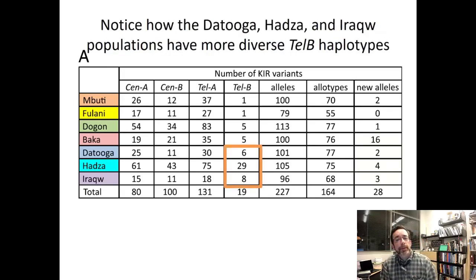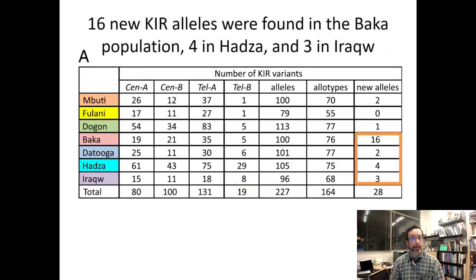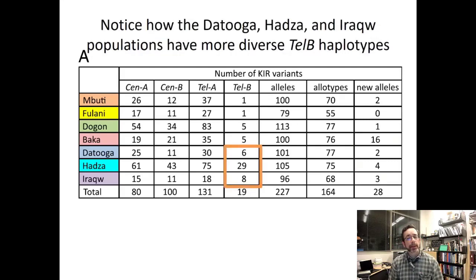If we look over at this other part where we look at the KIR variants, the TLB, for these same tribes, and actually, so I'm going over here, you look at the new alleles. If you look at the bottom three, they have more than usual new alleles. They also have more than usual TLB haplotypes. That means whatever KIR receptors were put into the TLB group was unusually enriched in the Tatuga, Hadza, and Iraqw.